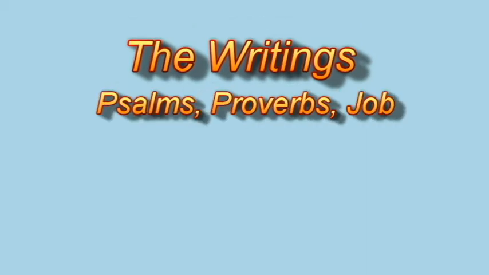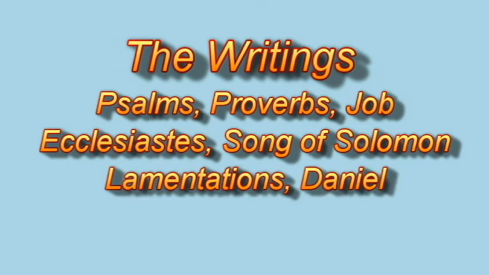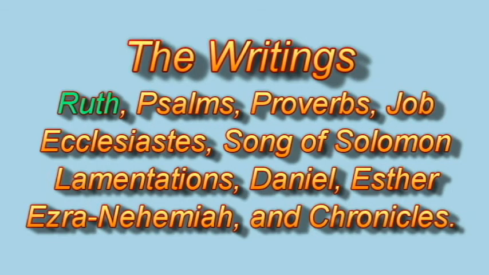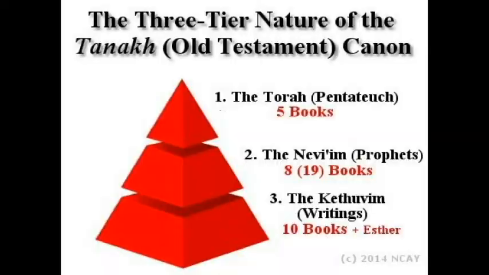The Writings consist of 11 books that are ordered in this manner: Psalms, Proverbs, Job, Ecclesiastes, Song of Solomon, Lamentations, Daniel, Esther, Ezra, Nehemiah, and Chronicles. The Book of Ruth was originally placed before the Psalms. However, in the Middle Ages it was moved next to the other smaller books: Ecclesiastes, Song of Solomon, Lamentations, and Esther. One of the questions that Bible students ask is, why was the Hebrew canon divided into 3 parts?